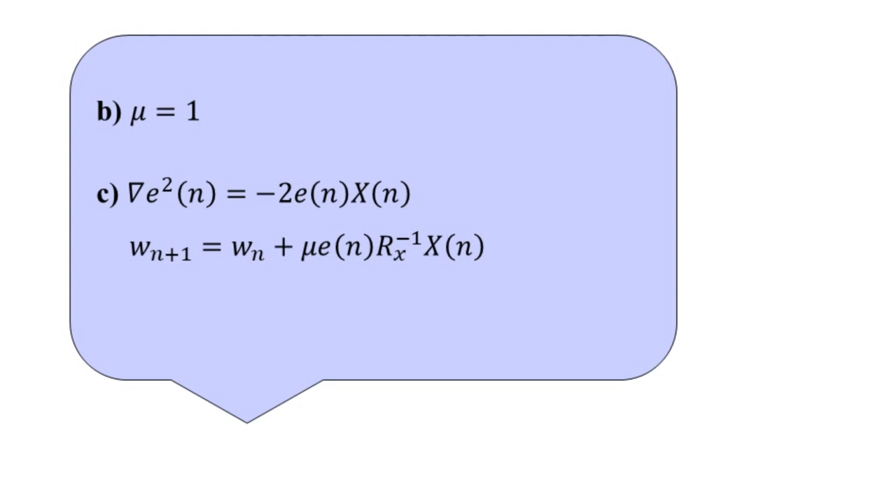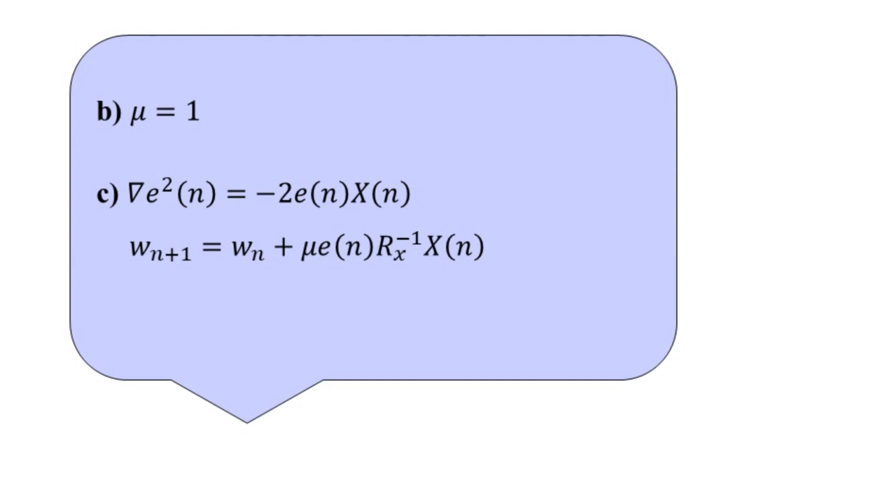The question was: derive the coefficient update equation that results from using the gradient estimate. So here we have the update equation w of n plus 1 equal to w of n plus mu into e of n into the inverse of the autocorrelation matrix R_x into x of n. And the accompanying question was: describe how it differs from the LMS algorithm. The answer is that the step direction has been changed from x of n to the inverse of the autocorrelation matrix R multiplied by x of n.